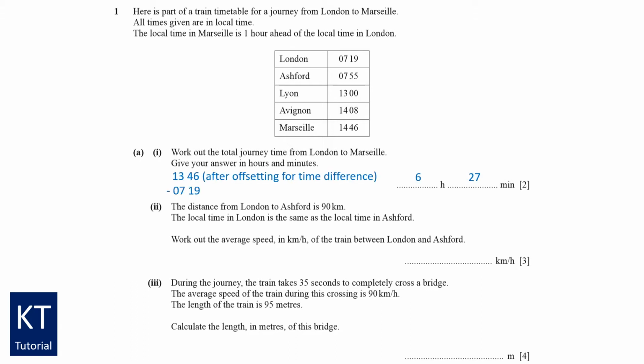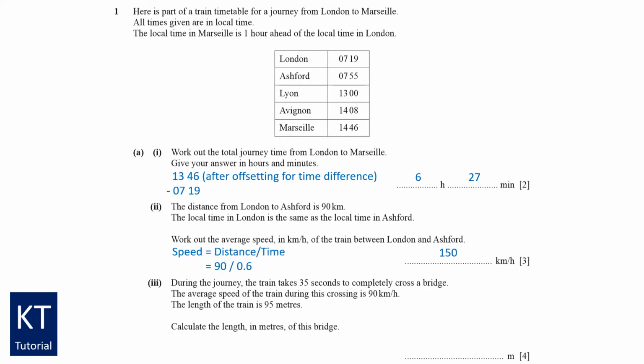One method is to offset the timing in Marseille to what it is in London and find the difference. Next, the distance from London to Ashford is 90 kilometers. The local time in London is the same as the local time in Ashford. Work out the average speed in kilometers per hour of the train between London and Ashford.